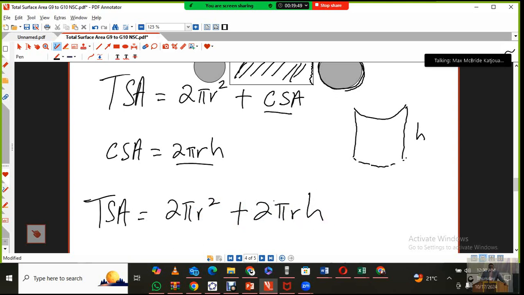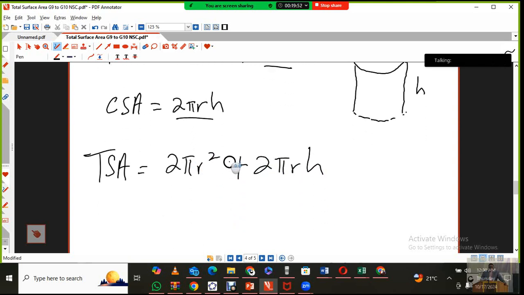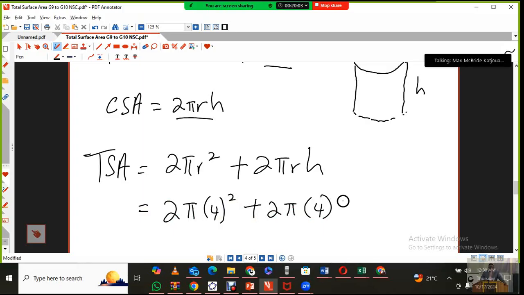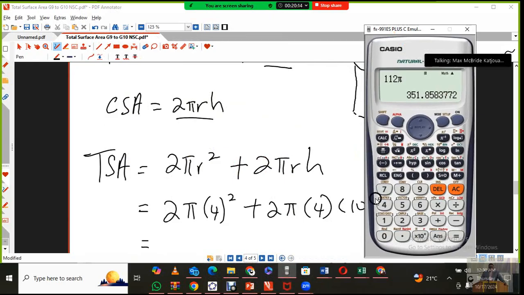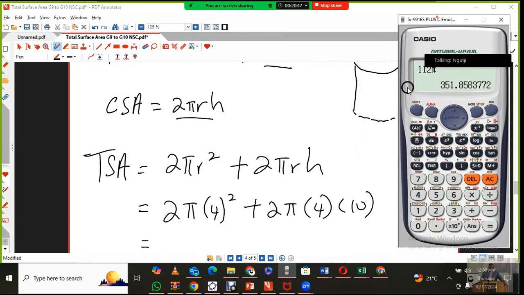Now, I hope you remember our previous problem. What was our radius? 4. What was our height? 10. So you can punch this in, and I will punch this in. I'll use my calculator. You'll see that we get to the same answer. Are you following? Just remember we had an answer of 350 something.